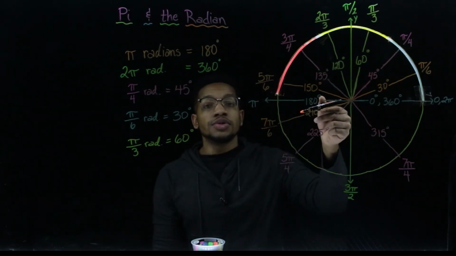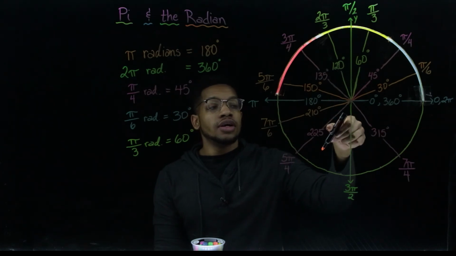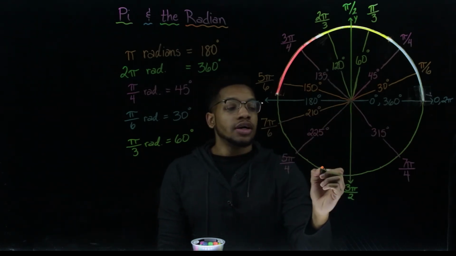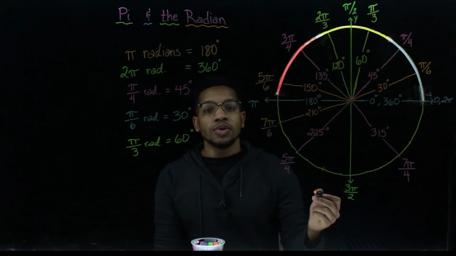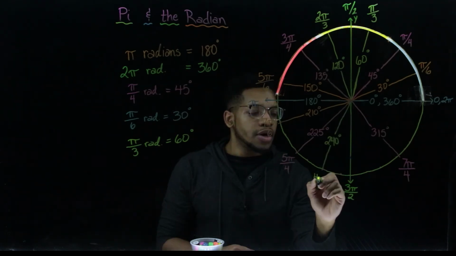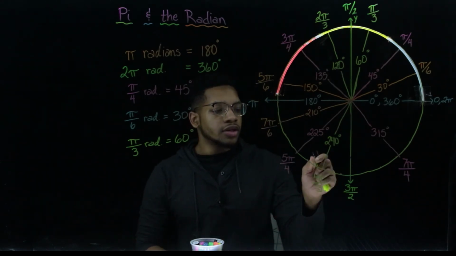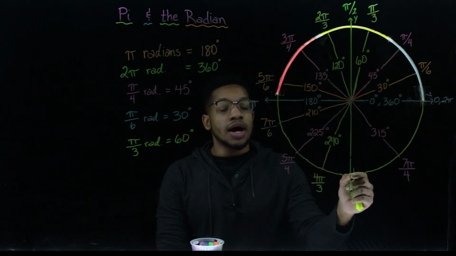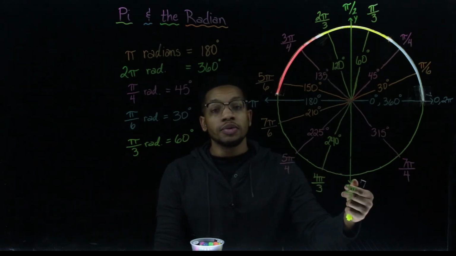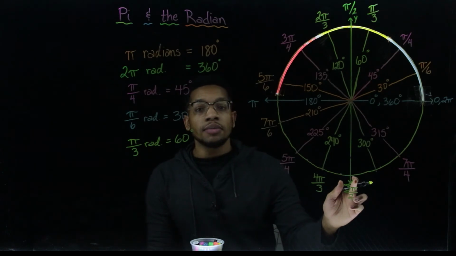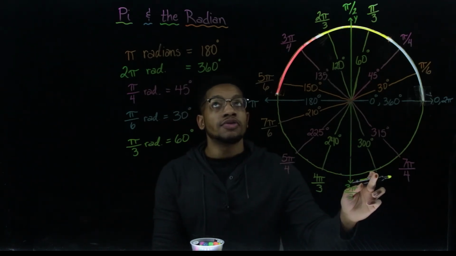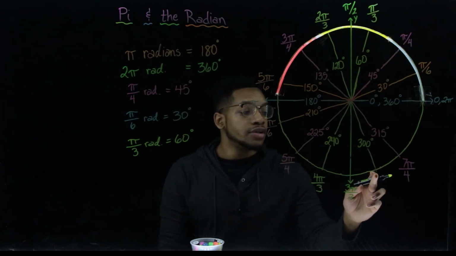All right, so from 210, if I add another 30, that'll put me at 240 degrees, which is 8 pi over 6. And that can simplify to 4 pi over 3. All right, so if I got 8 pi over 6, I can add another one, 9 pi over 6, which does simplify to 3 pi over 2. From 9 pi over 6, you add another one, that's 10 pi over 6, which simplifies to 5 pi over 3.